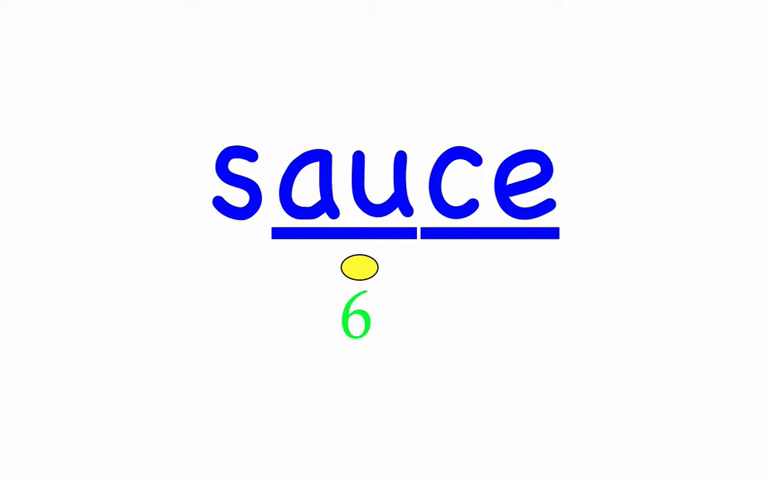Row 2. Pounce. The kitten did pounce on the woolen ball. Pounce. 4 sounds. P, ow, n, s. Pounce. Stop the video here. Mark the word and then advance the video.